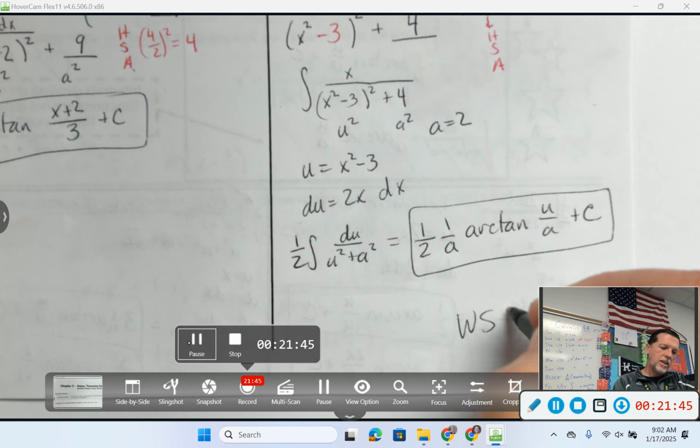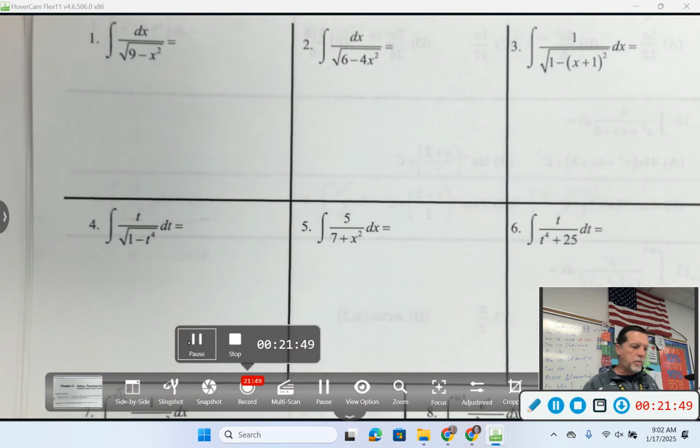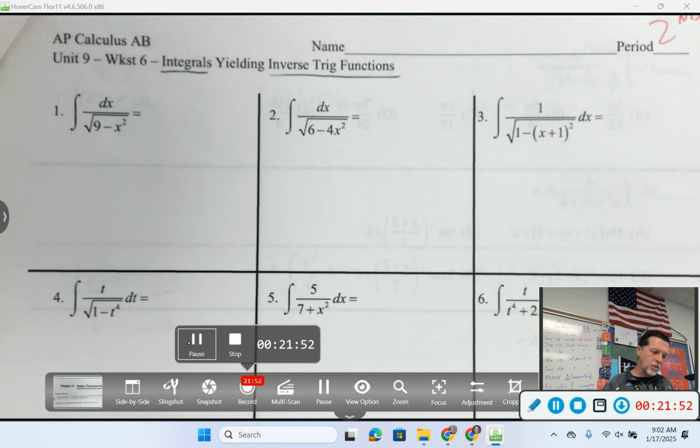So today's assignment is worksheet 6. We peeked ahead at this yesterday. Let's do it again. What's number 1 going to be? I'm not going to work it, but just what do we think number 1 is? Where are we headed for that one? Arc sine. How about number 2? Arc sine. Number 3?